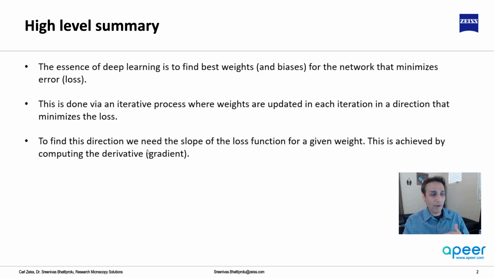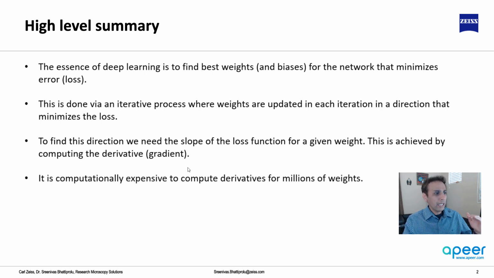So to find this direction, we need to find the slope of the loss function, right? I mean, we have to find the slope so we know which way we are sloping. We don't want to go the other way. We want to go towards the path that takes us towards the minimum in this loss function. Okay, so we have to find the slope, and this is achieved by computing the derivative, or gradient if you want to call that. I'll get to this in a minute, but let's just establish at a high level the process.